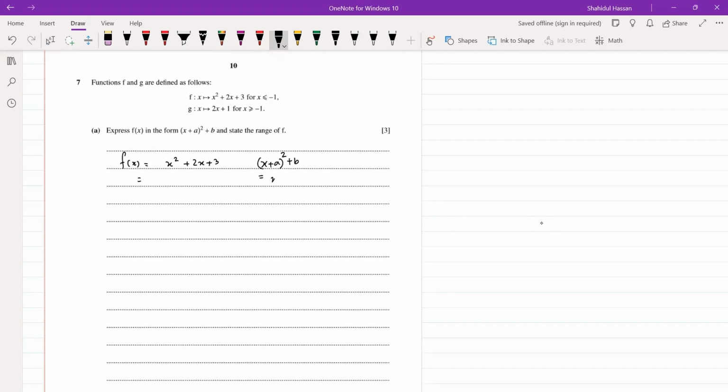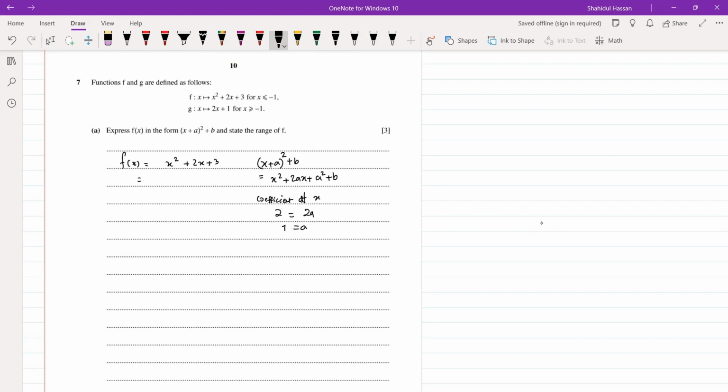Let's expand this. x squared plus 2ax plus a squared plus b. And now if you compare with the given function f of x, here we have the coefficient of x as 2, and here the coefficient of x is 2a, so we know that a is equal to 2 by 2, which is 1.